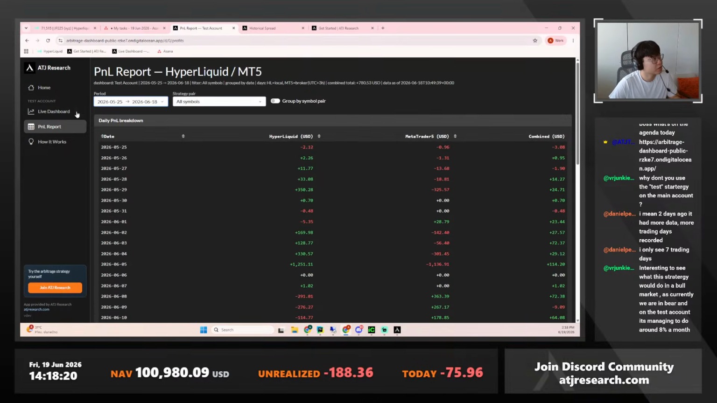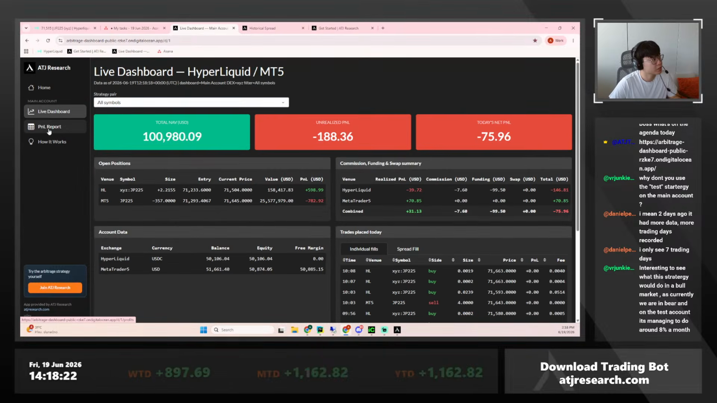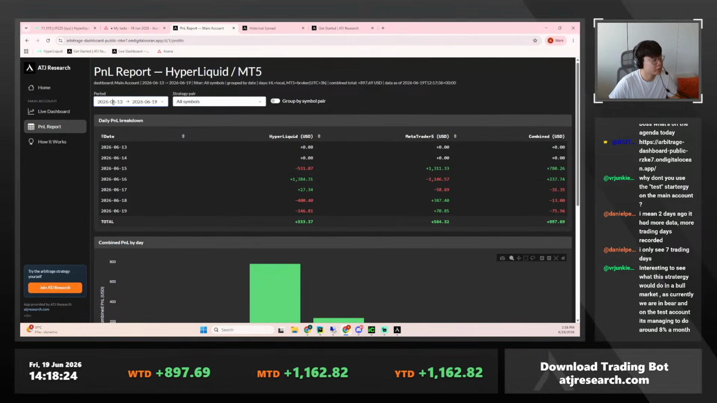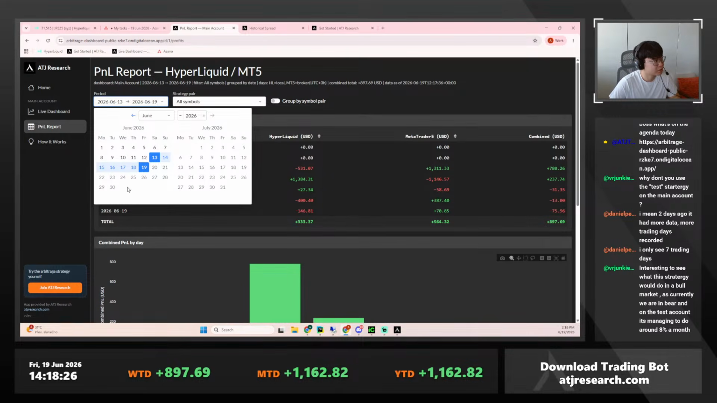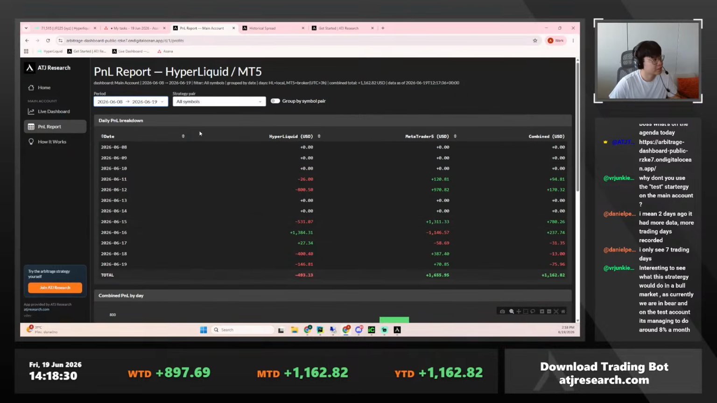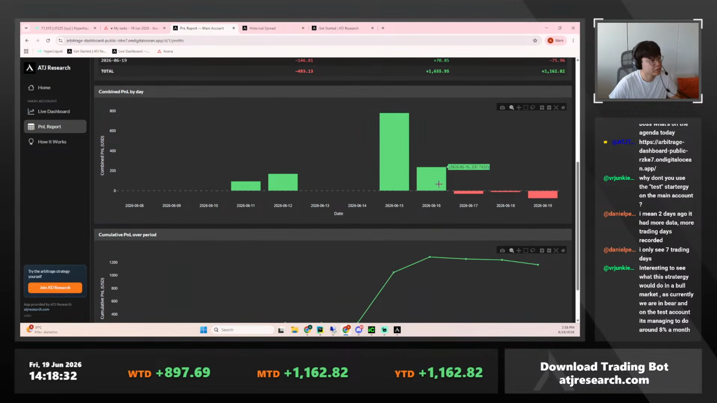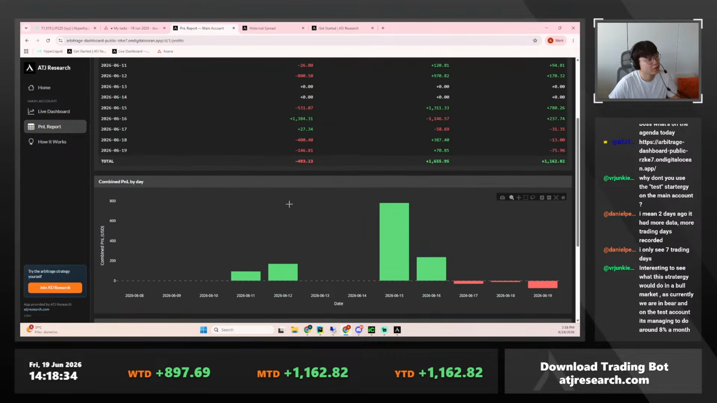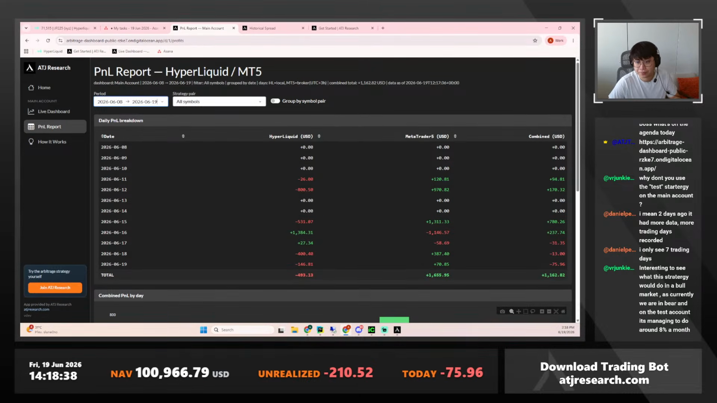And then on the large account, if you go to large account, it's the same dashboard, so you and I should have the same values. If you click on the dashboard here, this account has only been trading for a week, so not much has been going on here. This is the entire history for the large account. It's interesting to see what the strategy would do in a bull market, as currently we are in a bear market, and the test account is managing around 8% a month.